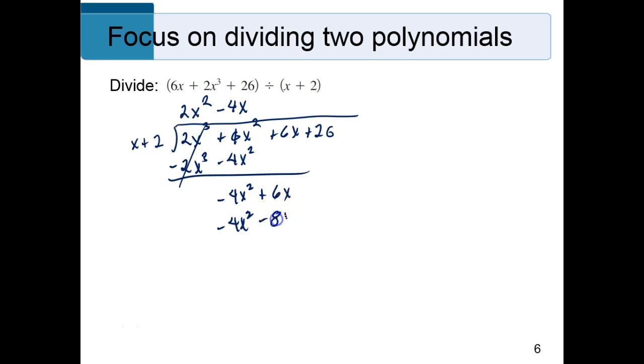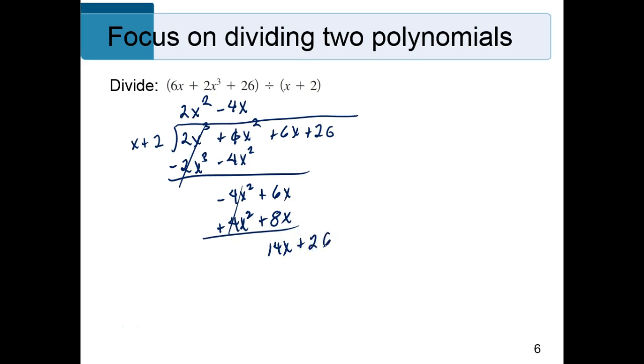And negative 4x times 2 is negative 8x. Now you could subtract, but I like to change signs and add. Same thing. So let's change signs and add. These add to be 0. Perfect. These add to be 14x. And then what do we do next? Bring down the 26.